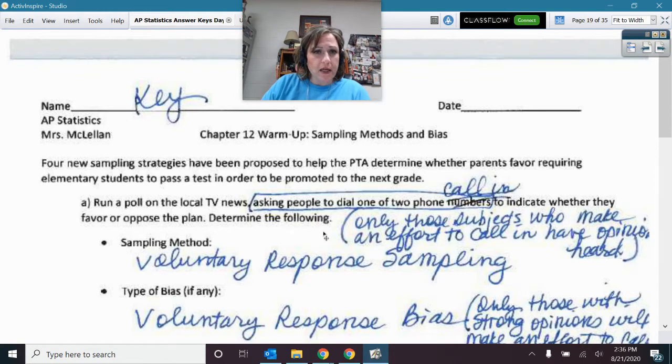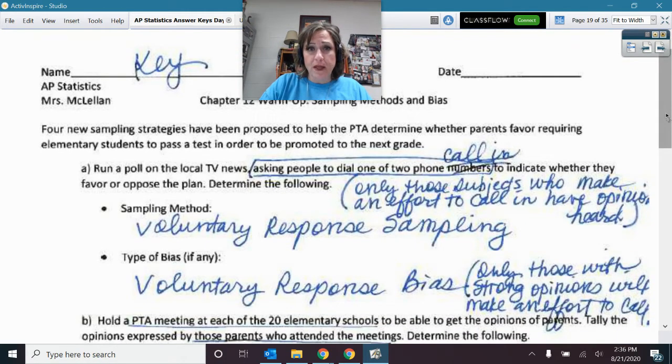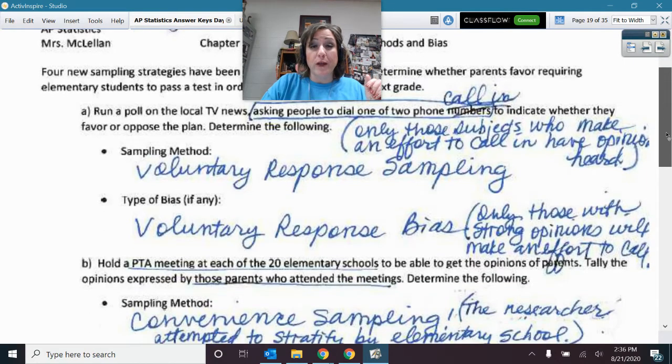So this first one, where the local TV station asked people to dial in or call in, that means people had to take action to put themselves into the sample. Only those people who really care strongly about the subject will make an effort to call in. That's voluntary response sampling. And inevitably, what comes from that is voluntary response bias, because only those with strong opinions will choose to voice them.